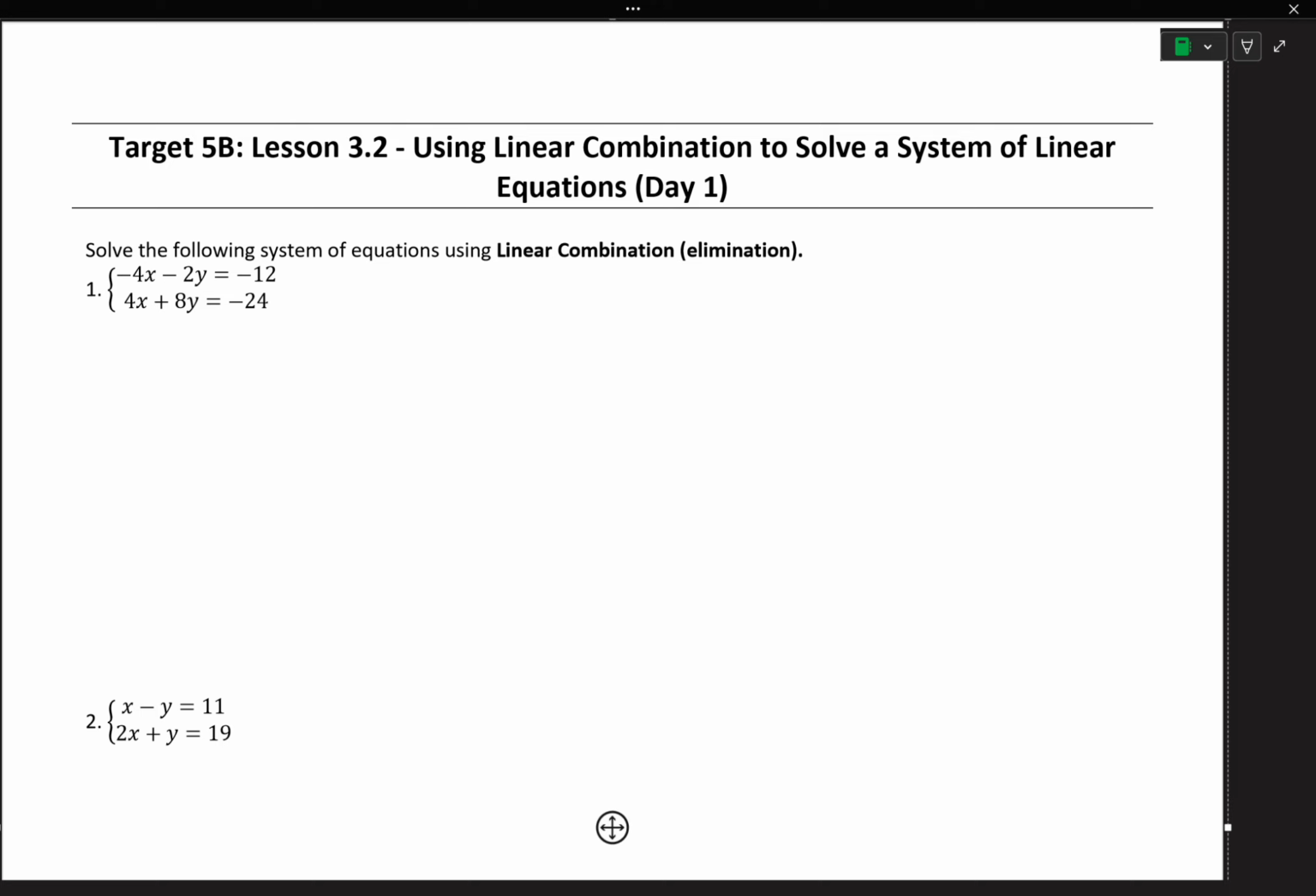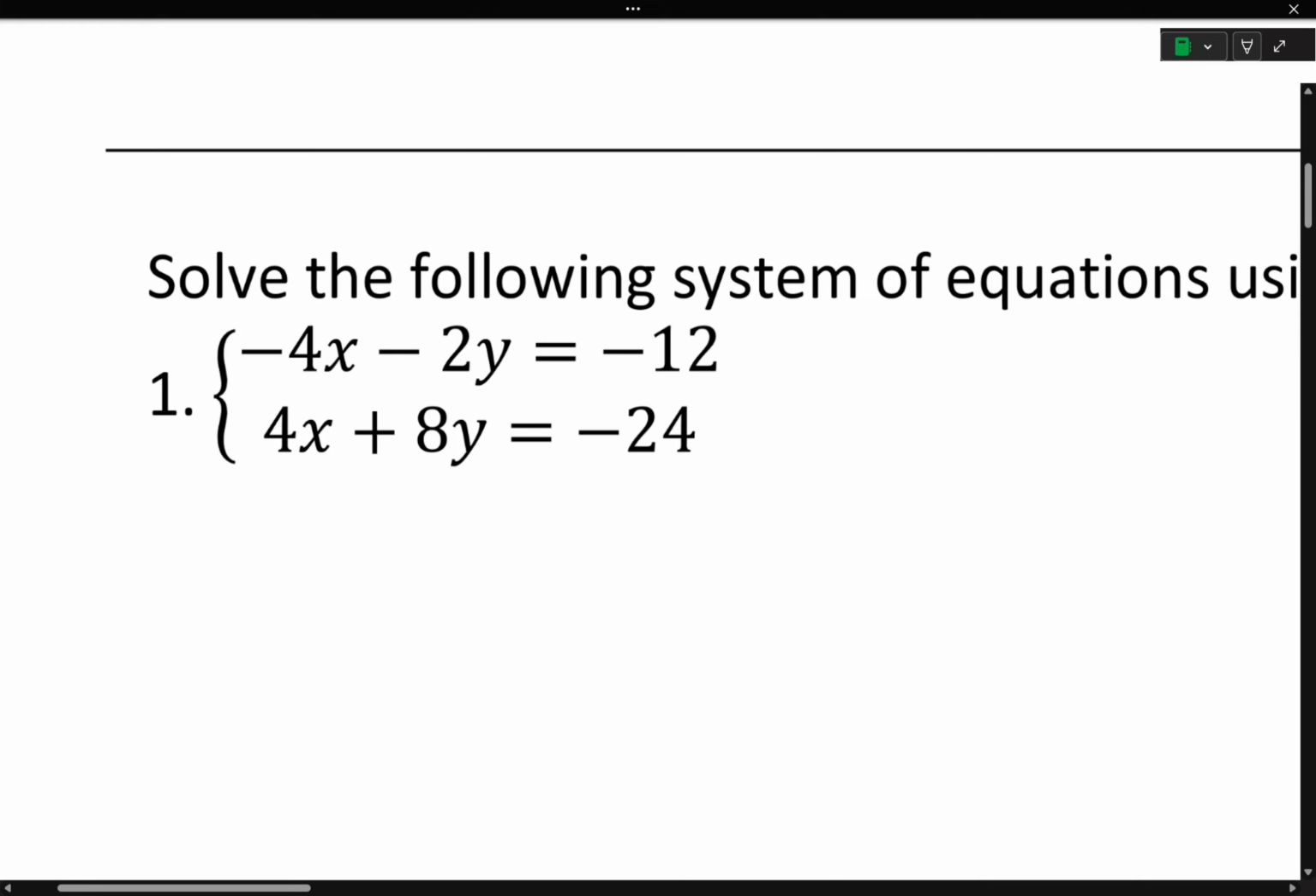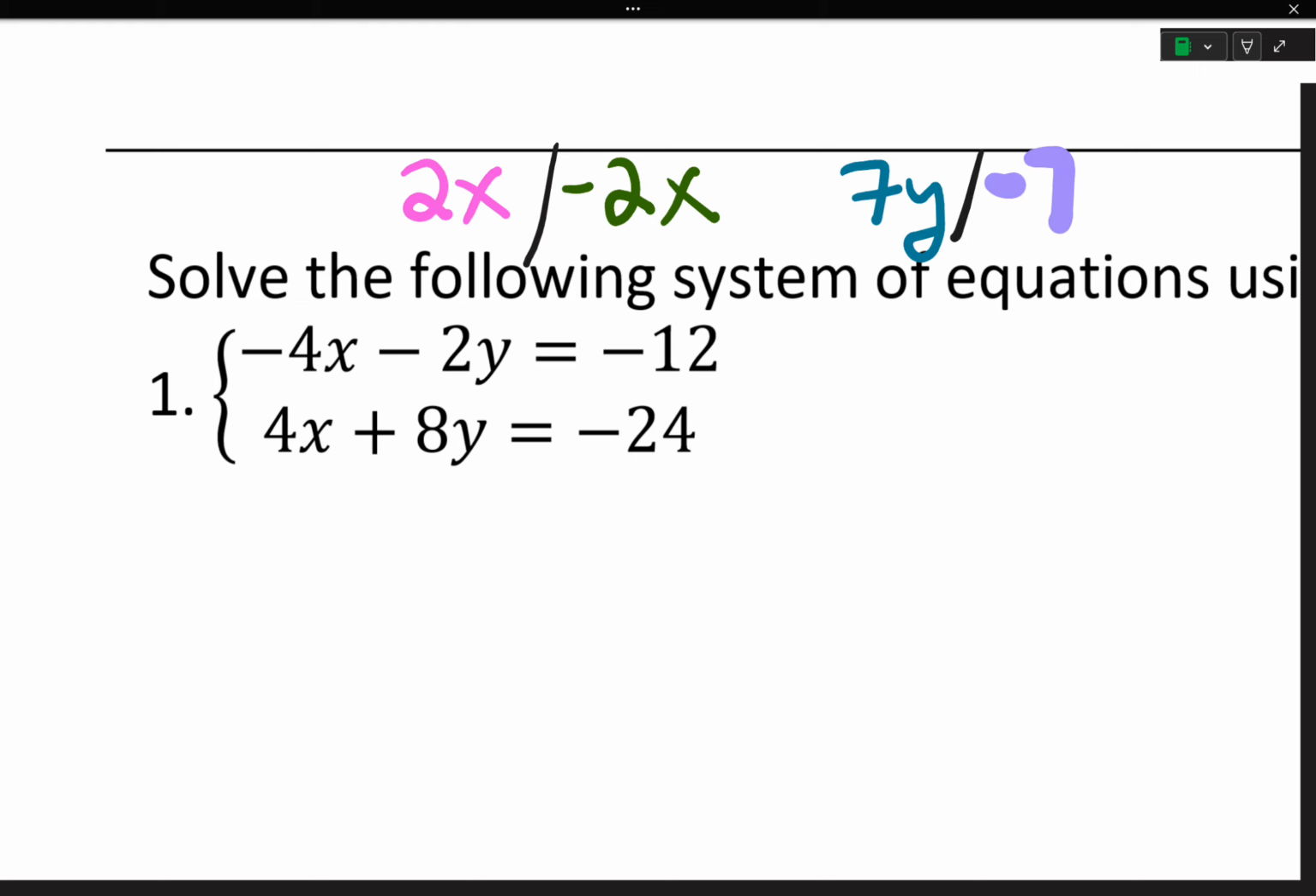In a different lesson, we're going to learn how to manipulate the equations to make it work. But right now, for linear combination, what we need to look for is opposites. What do I mean by opposites? I mean an opposite like positive 2x and negative 2x. Those are opposites. Or like 7y and negative 7y. So we want a positive and negative version of the same number/variable combination.